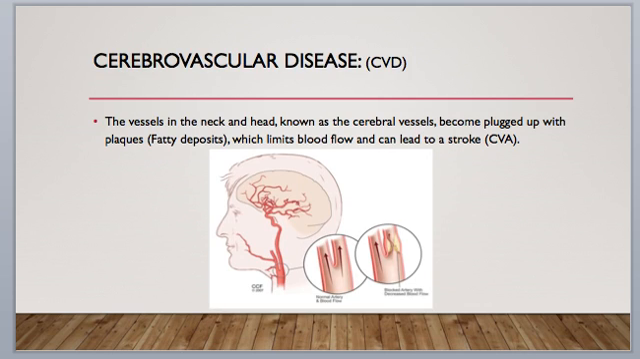And lastly, we will move on to cerebral vascular disease, also known as a stroke or CVD. The vessels in the neck and head, known as the cerebral vessels, become plugged up with plaques, those fatty deposits again, which limit blood flow and can lead to a stroke.